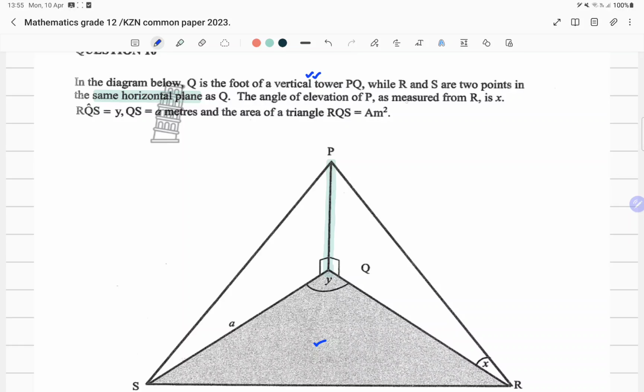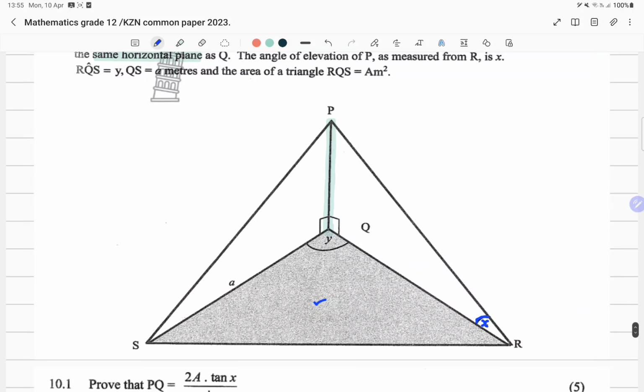Now the angle of elevation of P measured from R is, as you can see, x degrees. And then angle RQS, which is this angle right here, is represented by y. Not a problem. And then QS is a meters. We can see that QS is this distance over here. So it is a meters.